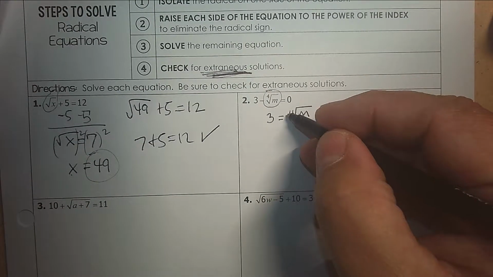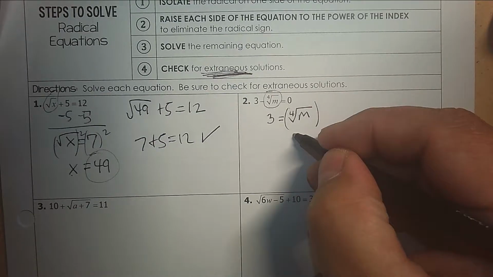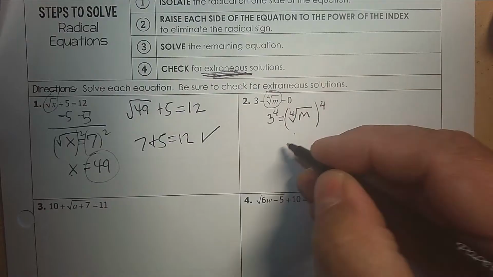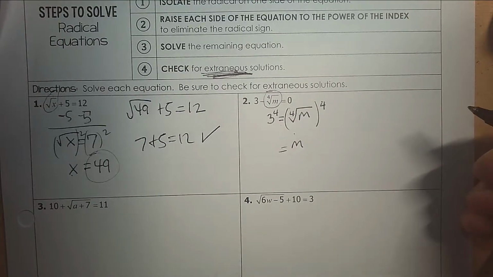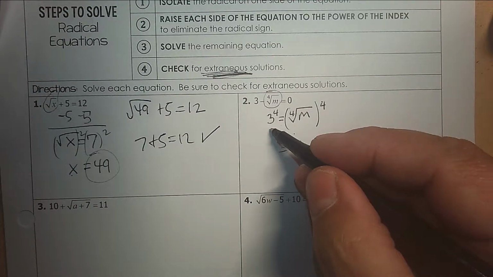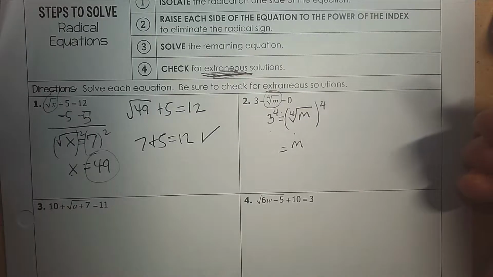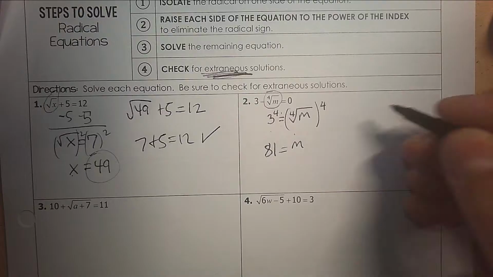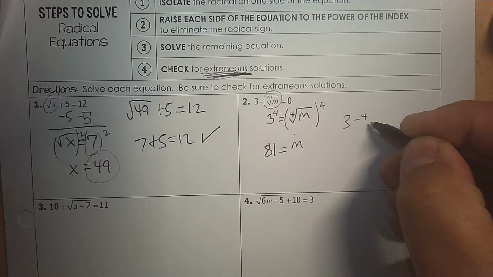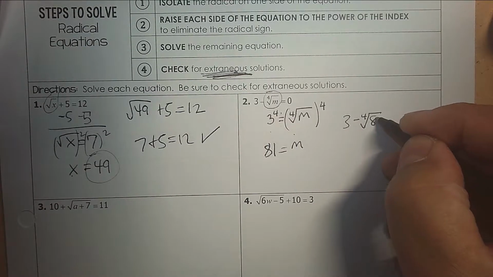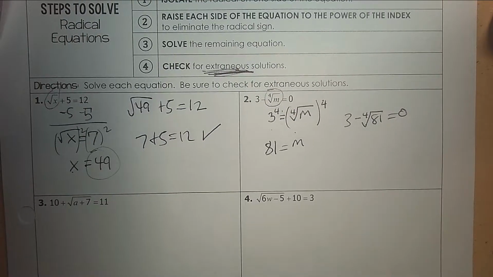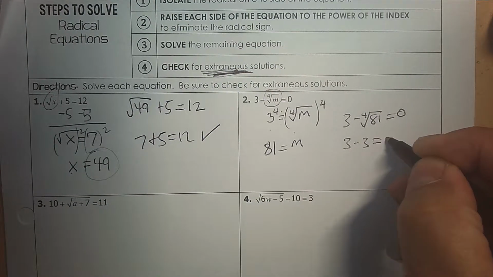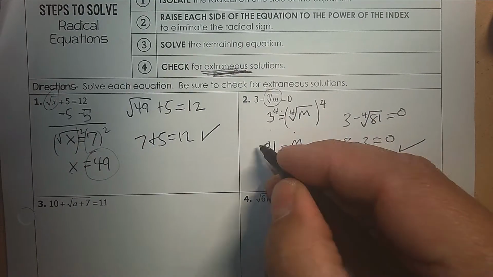What exponent undoes the fourth root? And it's the power of 4. That leaves me just with m, and 3 to the exponent 4. 3 times 3 times 3 times 3 is 81. Can we check to make sure that it actually works? So take your answer, plug it back in. The fourth root of 81 is 3, and 3 take away 3 is 0, so it's a good answer.